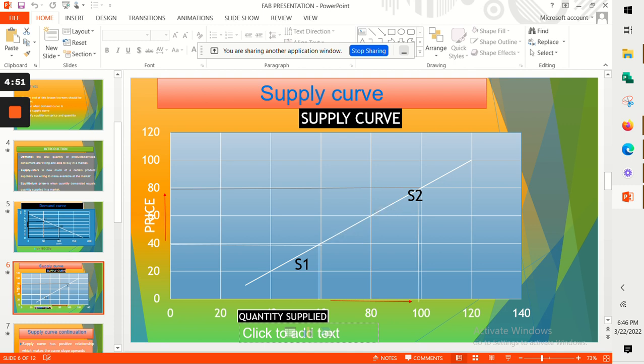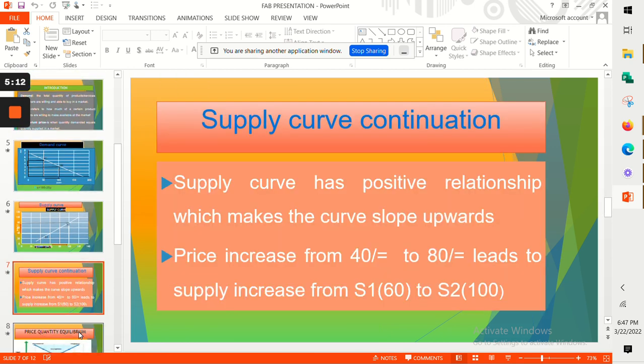When the price is high, the quantity supplied is high. When the price goes down, the supply goes down. And in this case, we see the supply curve has a positive relationship with the price, and for the demand curve, we say that it has a negative relationship between the demand and the price. And that is the summary explained in our next slide, where we say the supply curve has a positive relationship, which makes the curve slope upward.